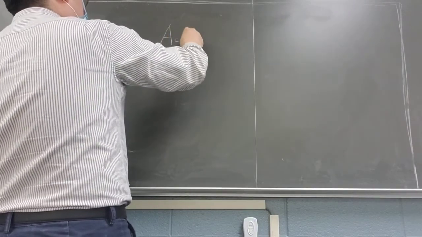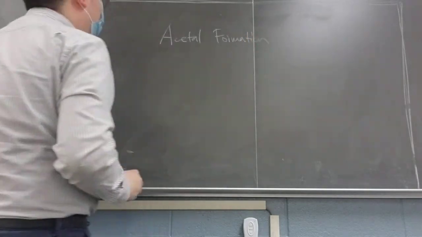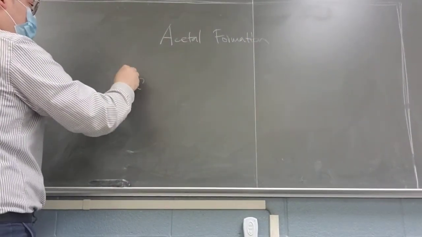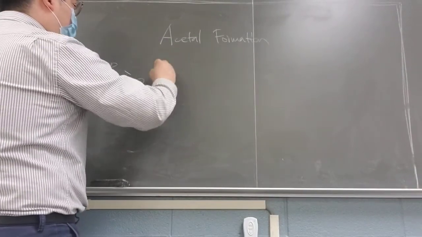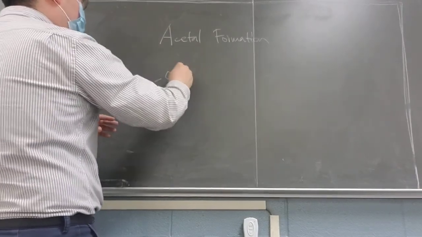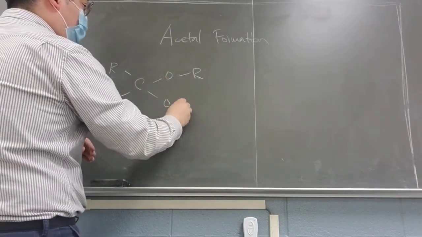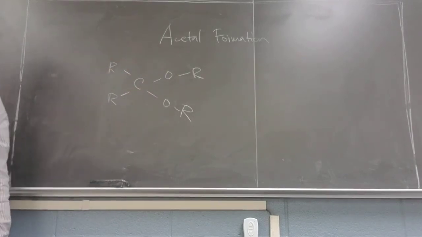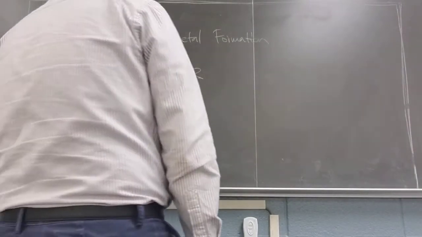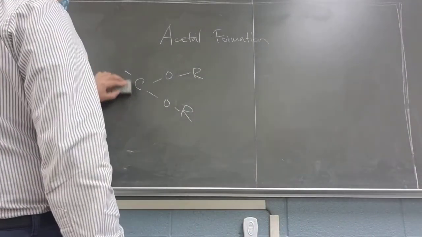Okay, so the next one is what we call acetal formation. Acetal formation means you have a carbon with two OR groups, it could be either hydrogen or ketone, doesn't matter. But it has two ether groups like this. If you have those two groups on the same carbon, we call it an acetal compound. So we're gonna do this with the carbonyl group and the alcohol, in very acidic condition.